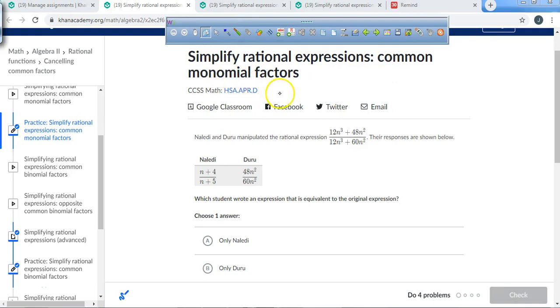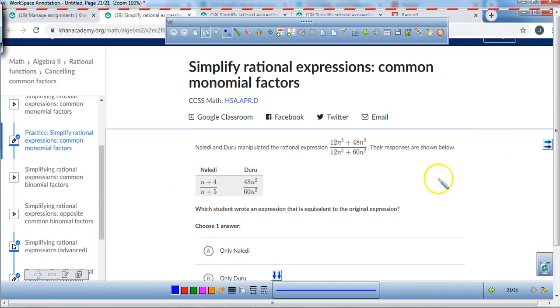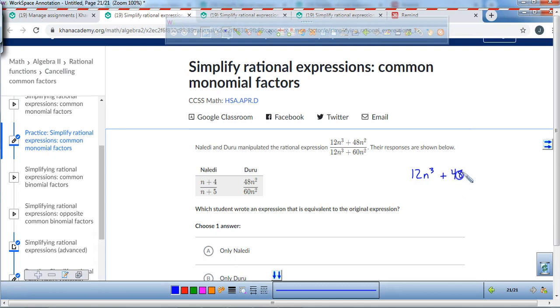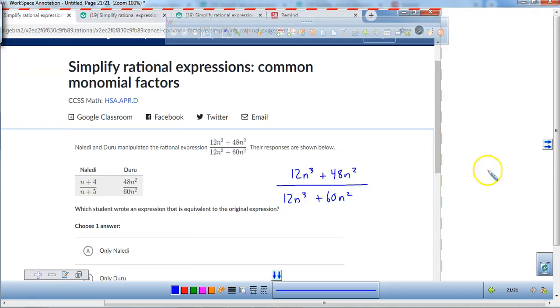All right, so what we're going to be really working on right now is finding what's called the common monomial factor out of this expression right here. So I'm going to rewrite it. 12n cubed plus 48n squared all over 12n cubed plus 60n squared. It's really helpful if you know your multiplication facts, so that you can know what numbers are divisible into other numbers. So that's going to be pretty important.